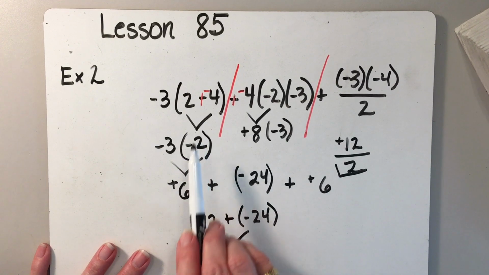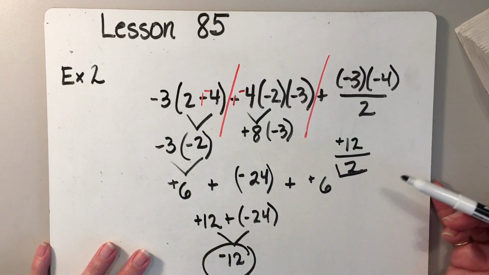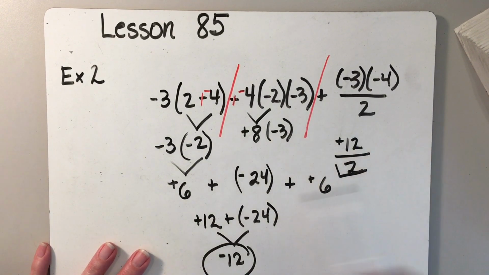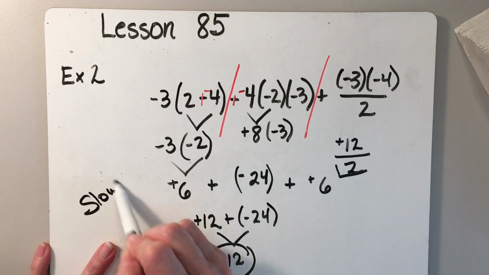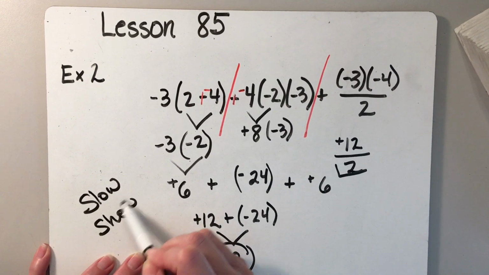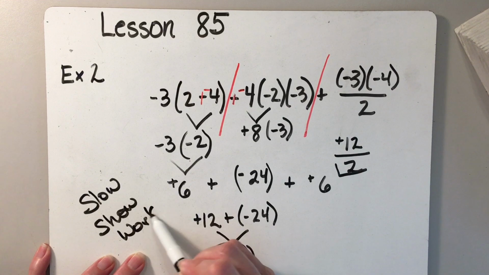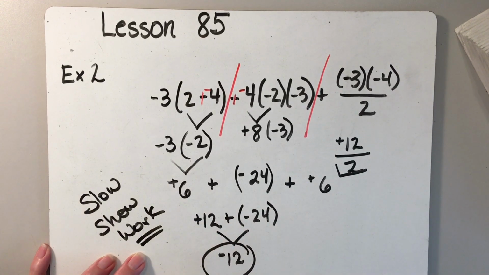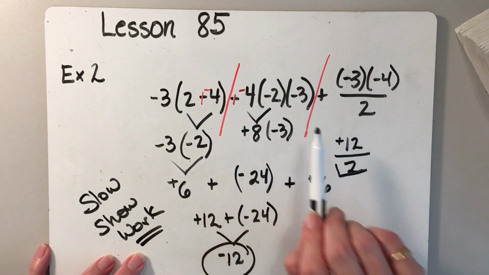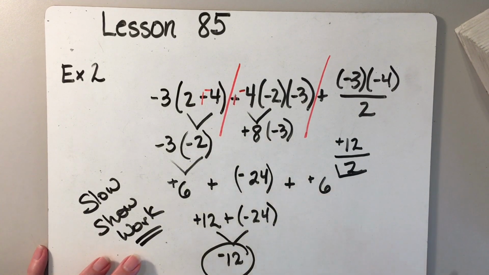But you have to take it one step at a time. There's so many chances to make mistakes. So we want to be slow and we want to show our work. Do not skip that step. Okay, you want to take your time, chunk it out, separate it out, and show your work.